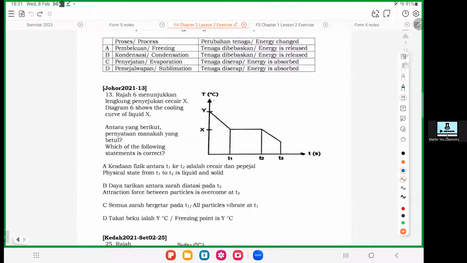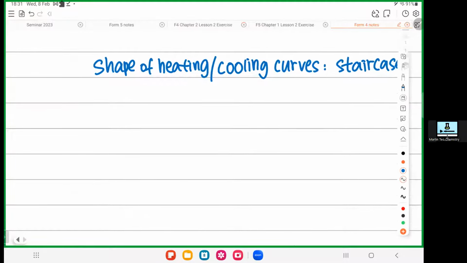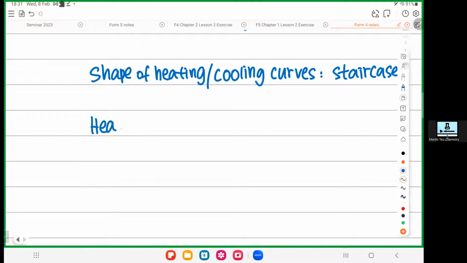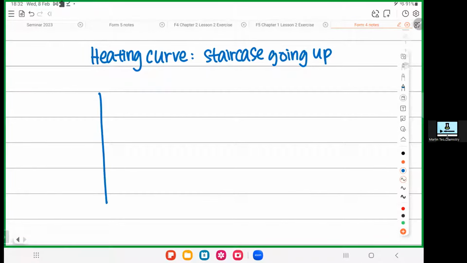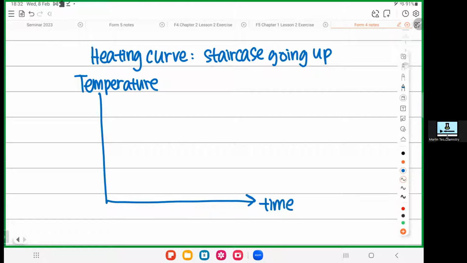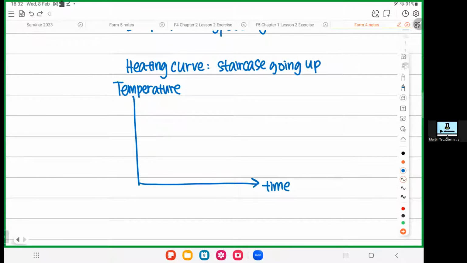So when you see a ladder or a staircase, you know it is a heating curve or cooling curve. The only difference is very simple lah. This is how a heating curve looks like. The heating curve is the staircase going up, an ascending staircase. Here the y-axis is temperature, because when we heat something, the temperature changes. The x-axis is time, like you heat for 1 minute, 2 minutes, 3 minutes, whatever. In the heating curve, you will see the staircase going up, flat, and going up like this.